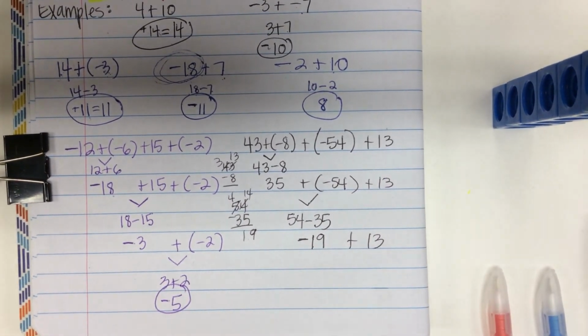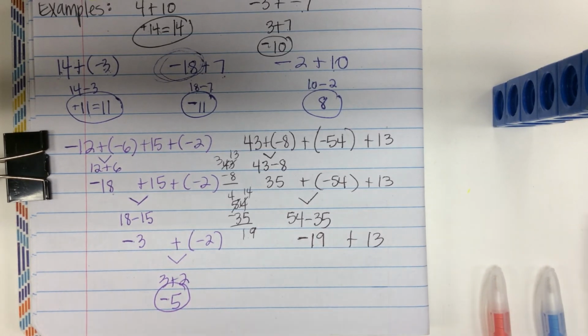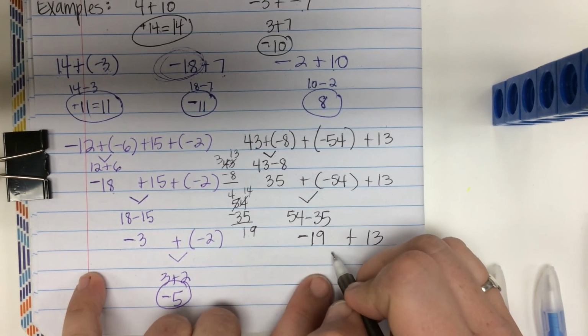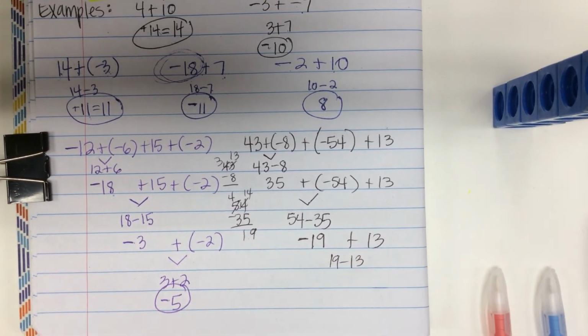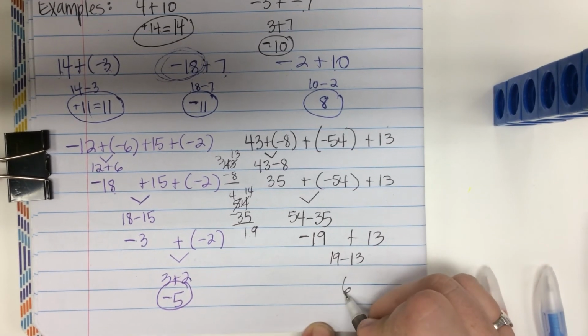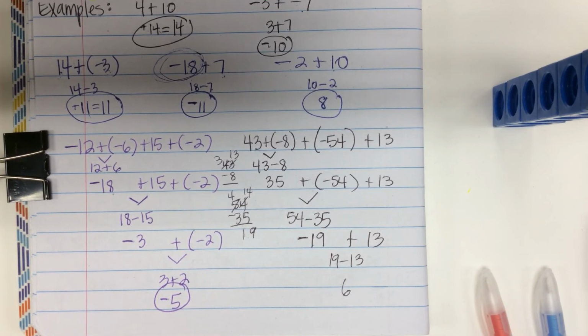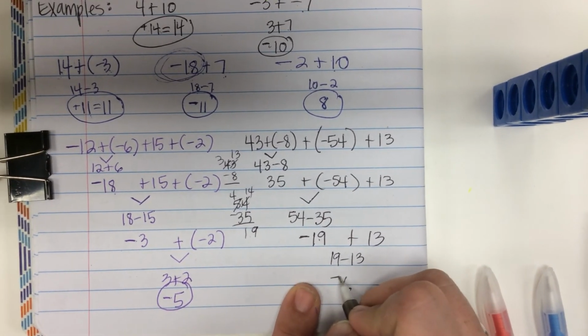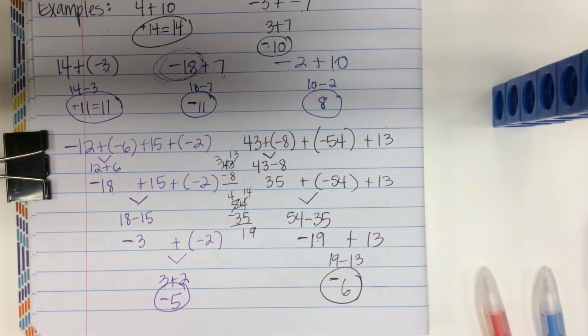Plus 13. Same or different? Different. Find the difference. 19 minus 13. 19 minus 13 is 6. Greatest distance. Which one has a greater distance? 19, which is negative, so negative 6. Go step by step slowly.